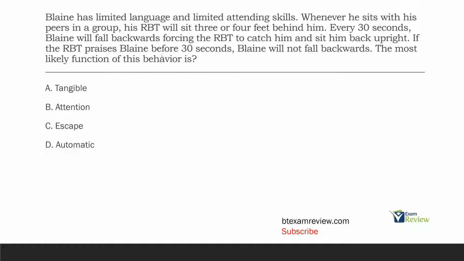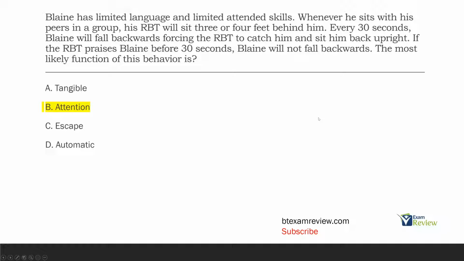But if the RBT praises Blaine before 30 seconds, Blaine will not fall backwards. Meaning, if Blaine gets attention for 30 seconds, he won't engage in the behavior. So what does that tell you about the behavior? That it's most likely occurring to gain the attention of the RBT. Because if we are using what would essentially be a non-contingent reinforcement procedure, we're giving the attention before he can fall backwards. All Blaine wants is attention, and the way he gains it is by falling backwards every 30 seconds. We know it's for attention because if we praise or give attention before that, he won't do it. So most likely the function of the behavior is attention.